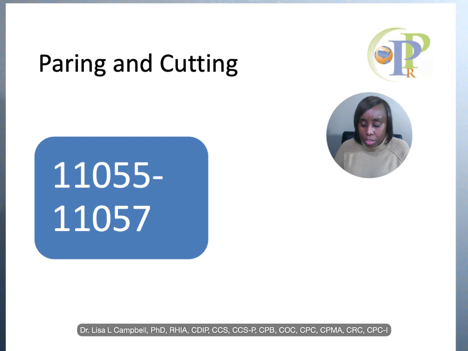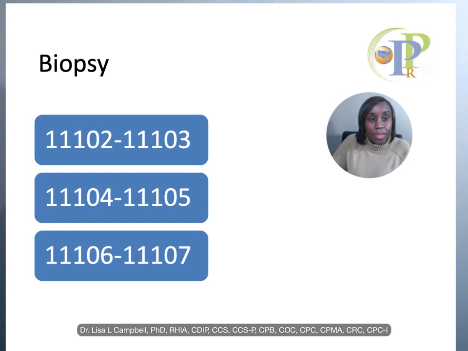So what you'll want to notice here, it starts off with a parenthetical note. You got to love those parentheticals. Immediately following, you have three codes in this code family, which are essentially divided based upon the number of lesions. It is worth noting that for paring or cutting, this is for benign hyperkeratotic lesions such as a corn or a calculus. All right, next up, we're going to go to page 93, and we have biopsy.